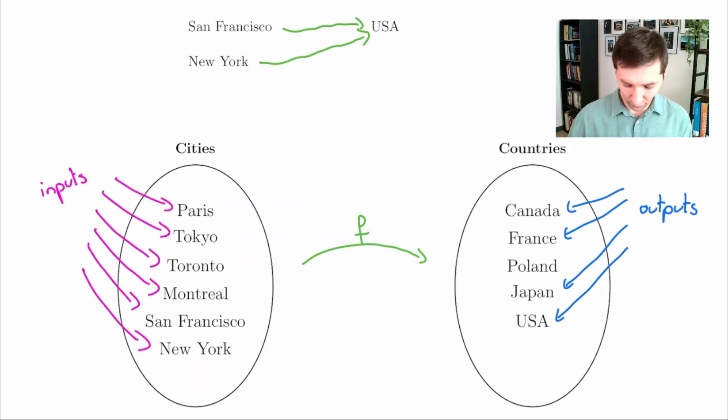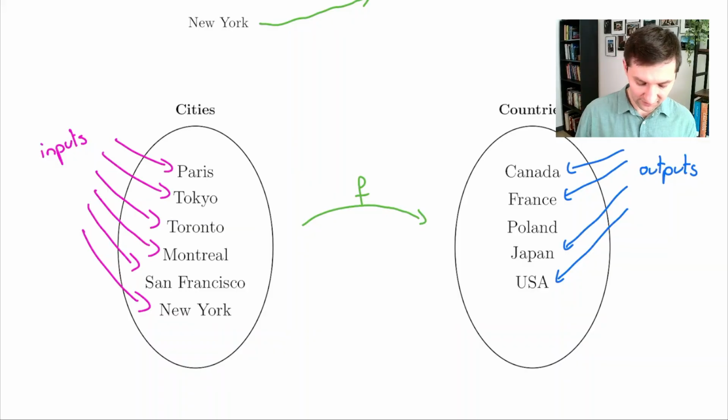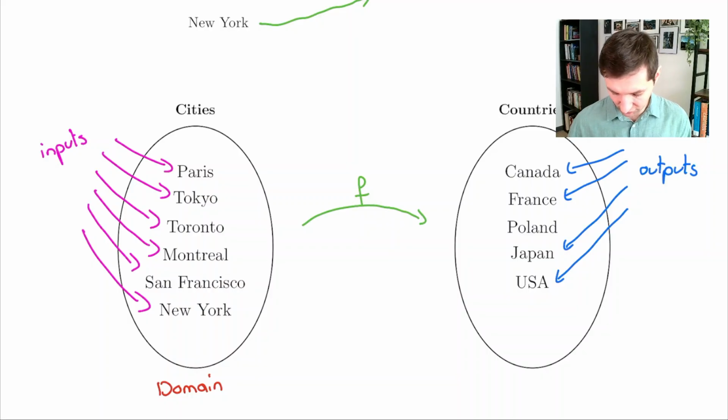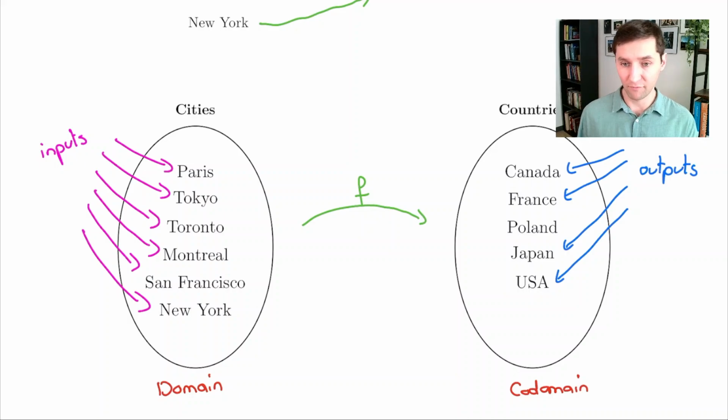Note that Poland is not an output of this function because no element from the first set got assigned to the country of Poland. The first set is usually called the domain of the function. The second set is usually called the codomain of the function. Note that Poland is part of the codomain, even though it is not an output of this function.